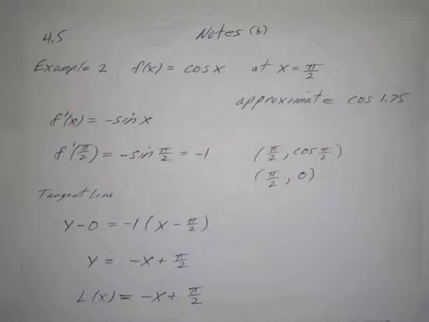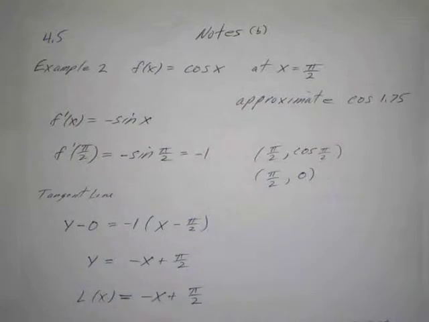Okay, these are some more notes for section 4.5, and this is the second example. We have f of x equals the cosine of x, and we're going to use pi over 2 as the center of my linearization, and we want to approximate the cosine of 1.75.